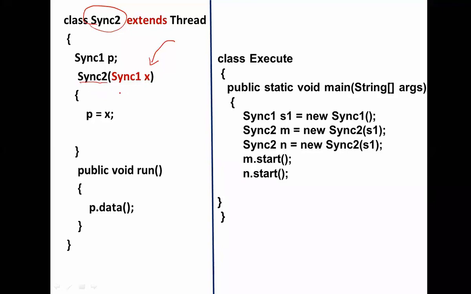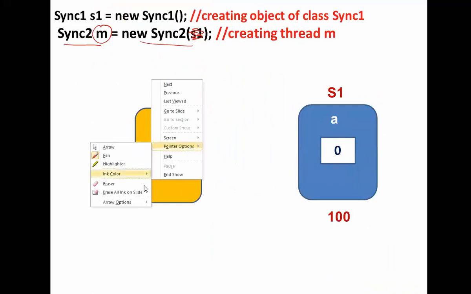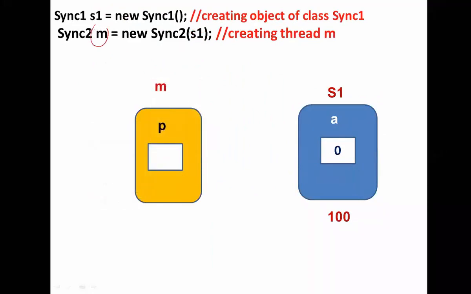So what have we done over here? Look at this very carefully. When I'm creating this object, say m, because that constructor needs an object of class sync1 to be passed, I've passed s1 from over here. What is s1? S1 is the object that I have created. So this object s1 is now passed as an argument to that constructor. Now, when you're passing an object, what exactly is passed? Whenever you're passing an object, the address of that particular object is passed.